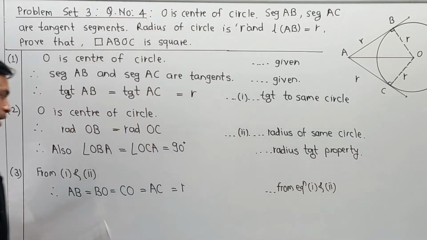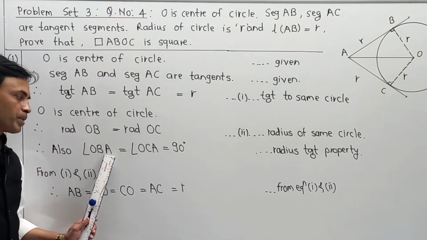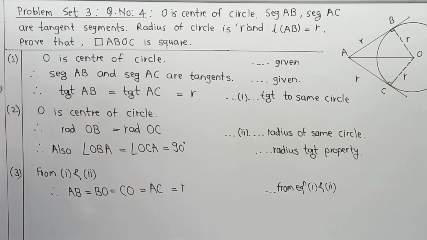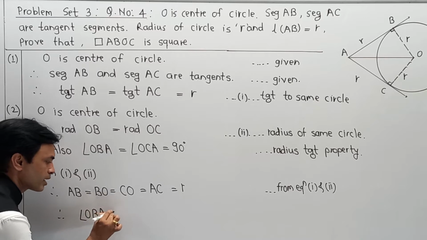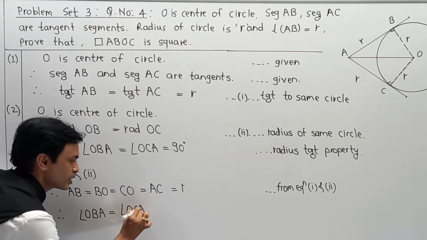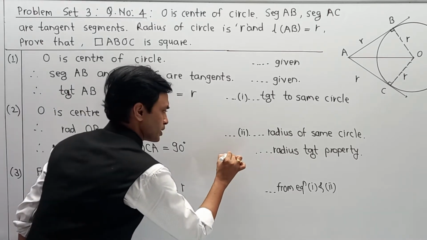And also I have added one more part: these angles are 90 degrees. You can have angle OBA equal to angle OCA equal to 90 degrees. If you want, give it as equation number 3.